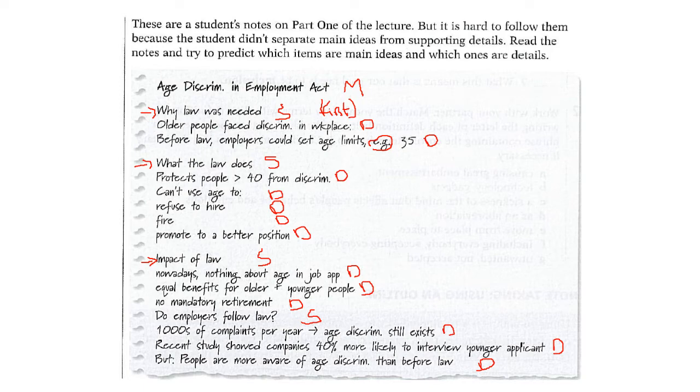Finally, he said, do employers follow the law? Well, do employers follow the law is different to the impact of the law. So I think this is actually a fourth idea that he adds in. And then he gives 3 examples of employers following or not following the law. You might have slightly different answers, but you should have noticed that why the law was needed, what the law does, and the impact of the law are some of the main topics under the idea of the Age Discrimination in Employment Act.